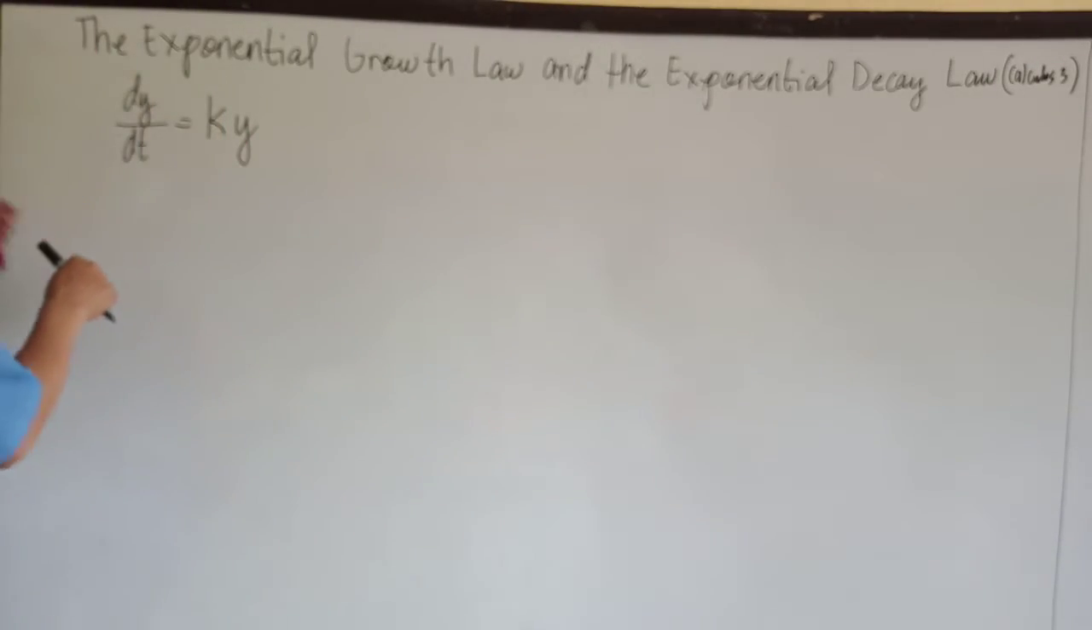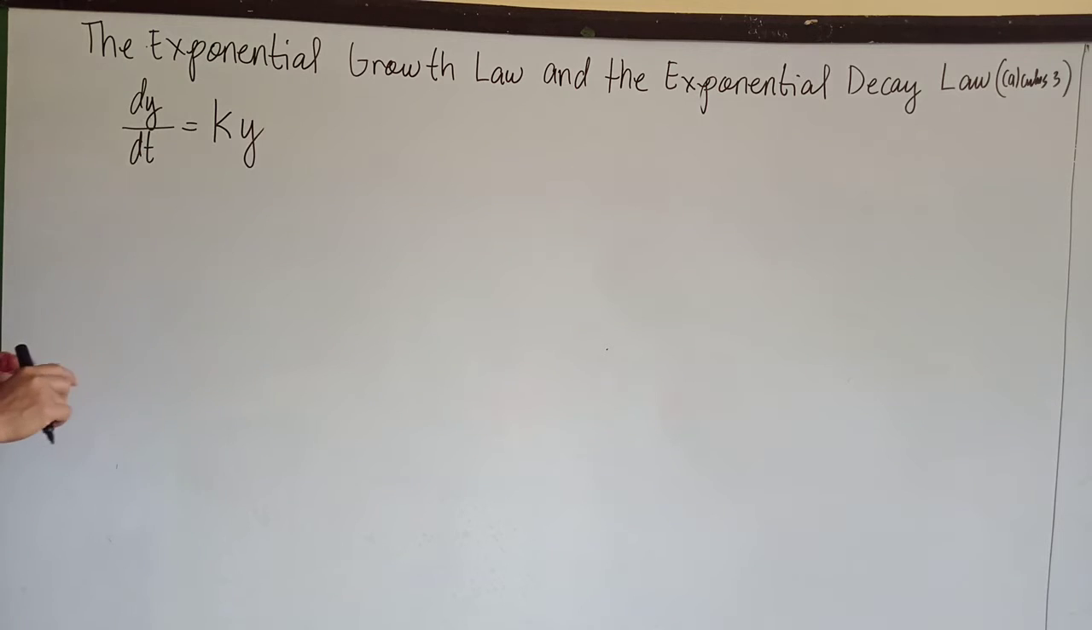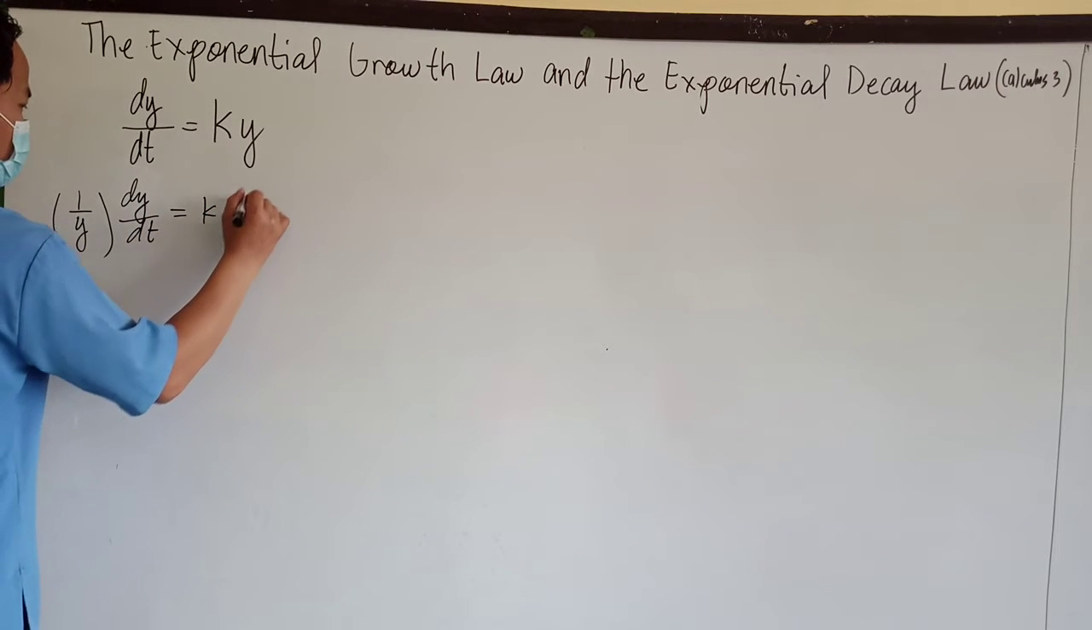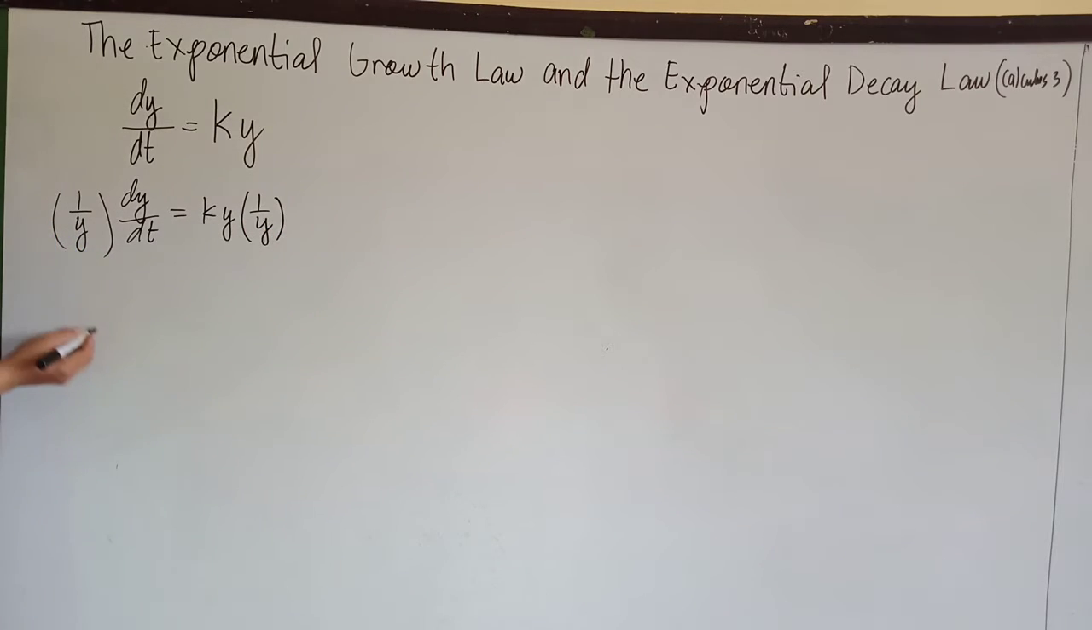Okay, let's begin with this one. Let us derive. Our goal is to group dy and y, and dt and k. K refers to any constant in the function. We can multiply both sides by 1 over y. So we have dy over dt, and we multiply both sides by 1 over y, which gives us 1 over y times dy over dt.